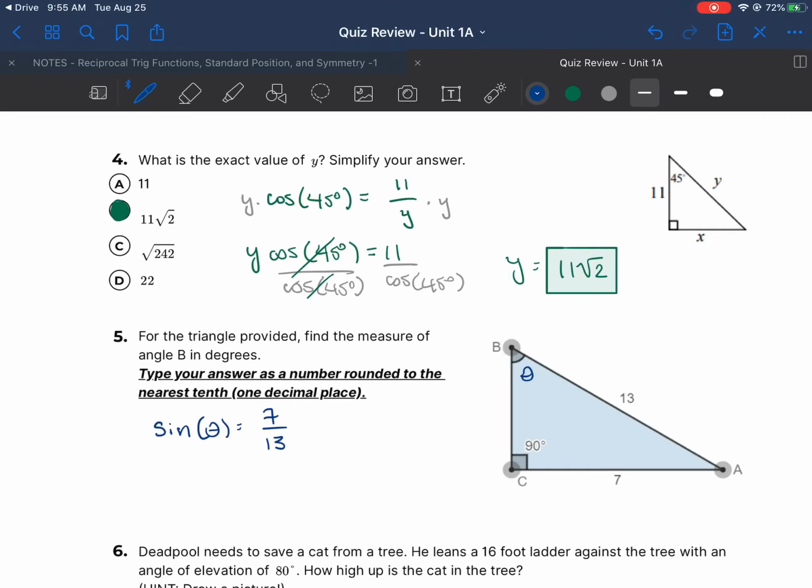And recall that anytime we are solving for an angle, we need to take the inverse of that trig ratio. So we're going to take the inverse sine of both sides. So taking the inverse sine on the left, all we would have remaining is theta, and then taking the inverse sine on the right side of the equation, let's see what we would get. So sine inverse of 7/13 will give us approximately 32.6 degrees. And we're making sure to round to 1 decimal place.